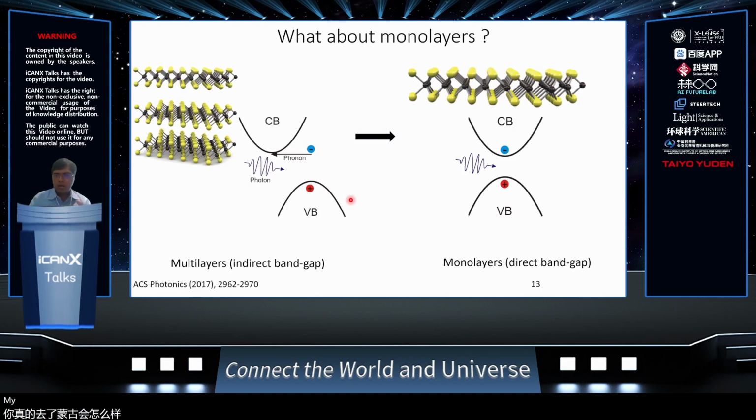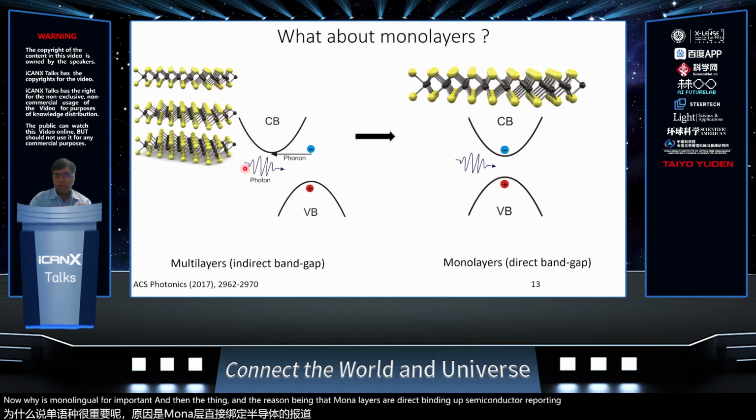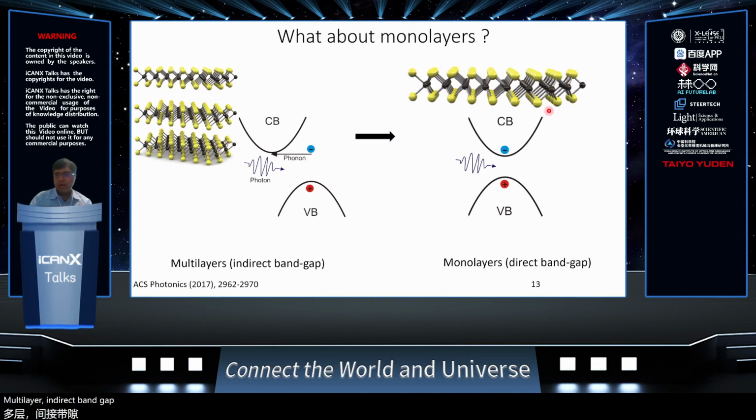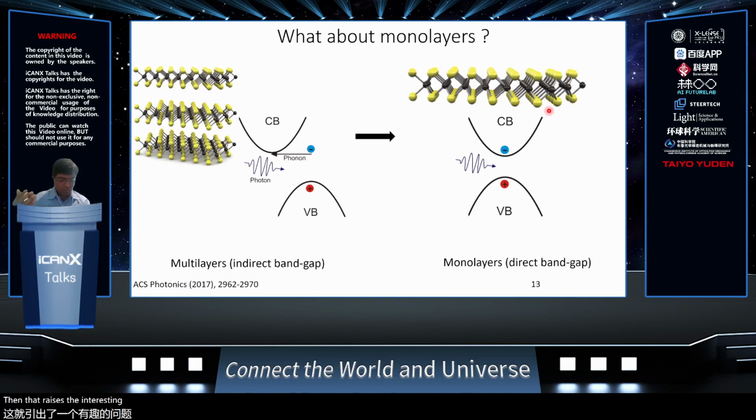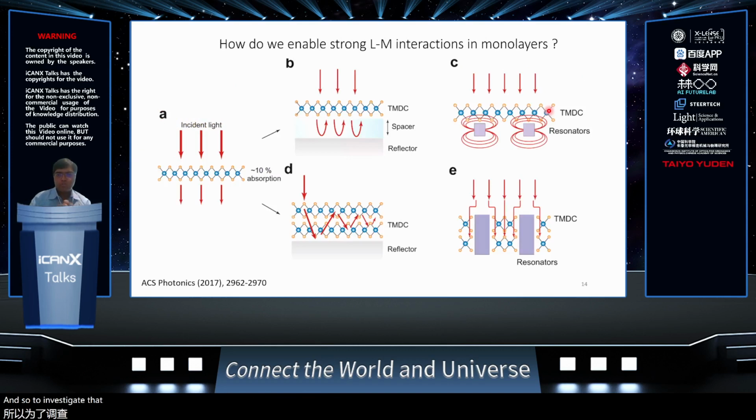Now, why is monolayer so important and so interesting? The reason is that monolayers are direct bandgap semiconductors, as opposed to multilayers, which are indirect bandgap. Second, monolayers are sub-1 nanometer in thickness. They are just three layers of atoms. So that raises an interesting question: if you have just three layers of atoms, how much light can you trap in them? To investigate that, we postulated a few techniques by which you can trap a lot of light into the monolayers. We postulated this several years ago. Some people realized some of these structures, but none of them were perfect.